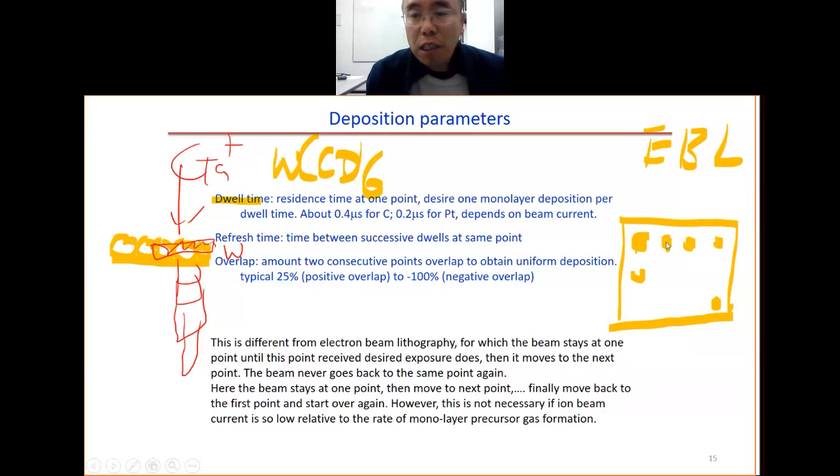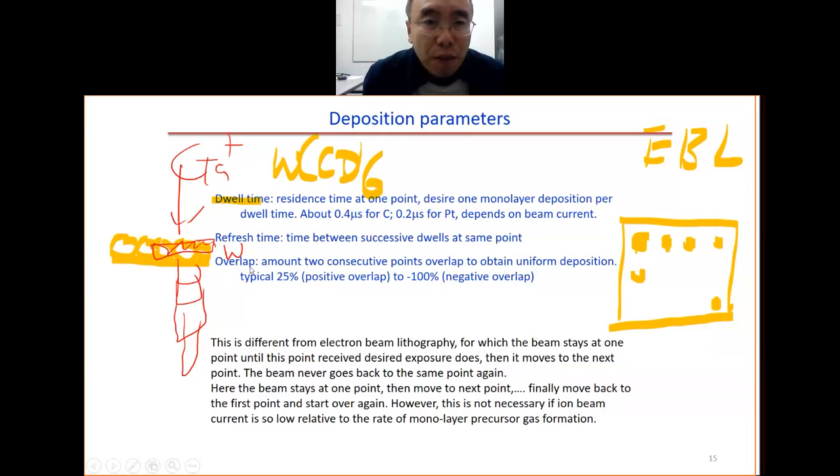Then you convert another monolayer, then move to the next spot. When the beam comes back, you form another monolayer, and so on. You do the deposition. The refresh time is the time between the successive dwells at the same spot. So the beam comes from here to here, up to here, then it comes back. The time between the beam coming back is called the refresh time.